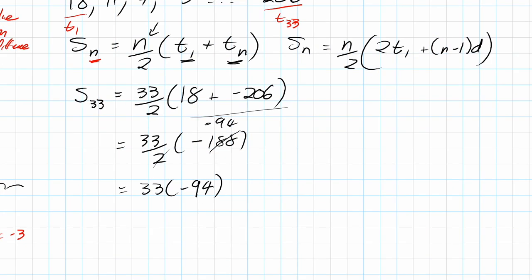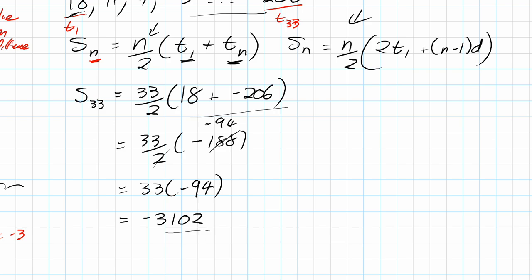So I'm looking for 33 times negative 94. You're going to have to help me with that. It's going to take me a little bit to solve that piece. And what did we get? Negative 3,102. There we go. So that's the sum of all those together. So even though we started with a positive number, because there's so many negative ones, it essentially gets overpowered, the sum of it.